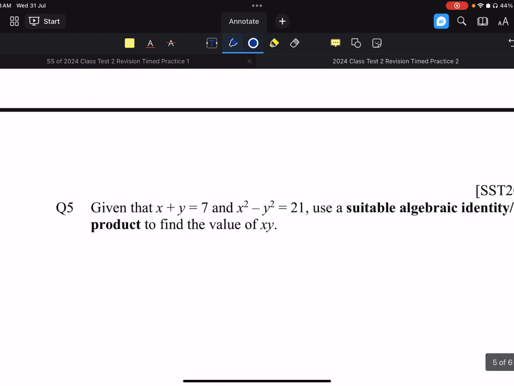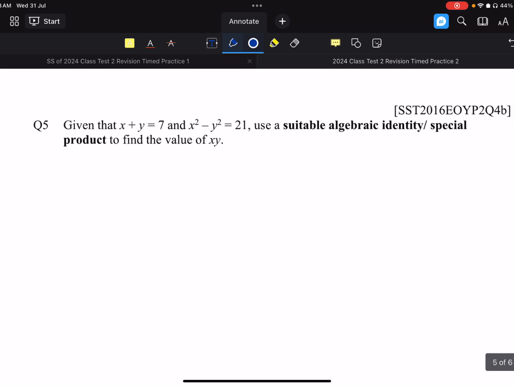Okay. Now moving on to the next question. Now this question actually wants us to use algebraic identity. Is there a way to solve this without using the algebraic identity? The answer is yes. Okay. It uses a technique called simultaneous equations. However, that is in your next year's syllabus. You have not learned it, but special identity you have, right? So we will use a special identity.